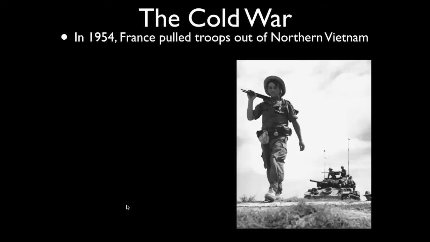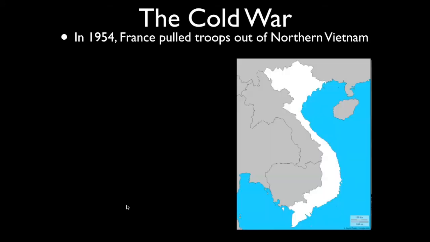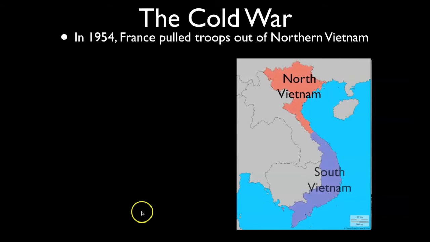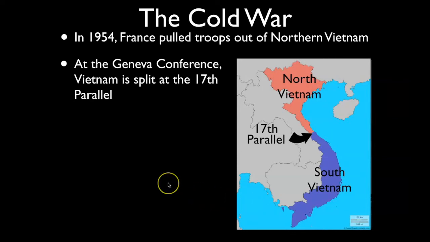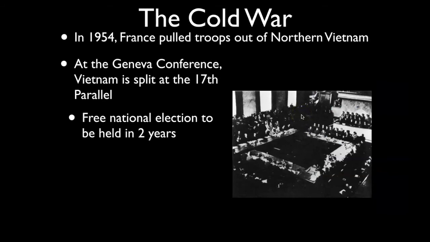In 1954, the French pull their troops out of North Vietnam. And in South Vietnam, the French still have some remaining control through their military. At this point, Vietnam is divided at the 17th parallel. So there's a conference that's called in Switzerland to discuss the situation in Vietnam. The decision is made that we'll split Vietnam at the 17th parallel, but that there would be a national election to be held after 2 years. The idea being that Vietnamese people would eventually be reunified and that they would determine for themselves what kind of government they want to establish.